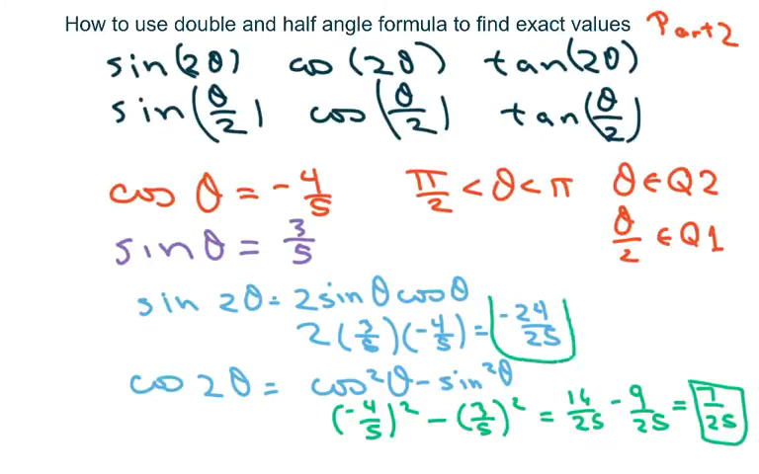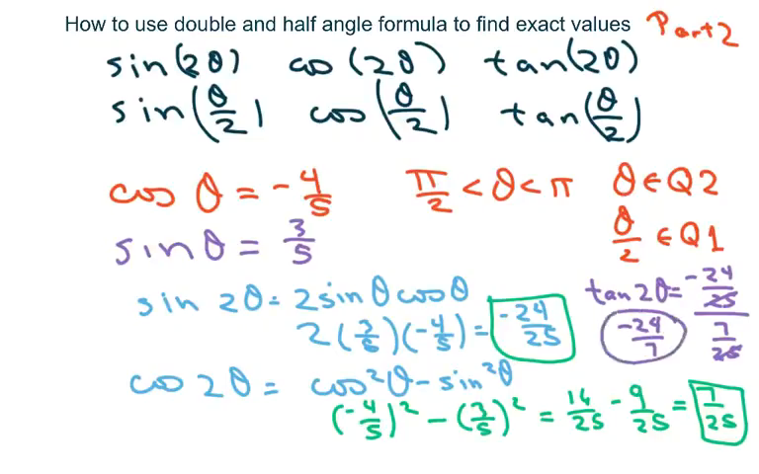And I'm going to go ahead and squeeze in tan. Tan of 2 theta is just sine of 2 theta, which is negative 24/25, divided by cosine of 2 theta, which is 7/25. This cancels out, so tan of 2 theta is negative 24/7. And just so you know, tan of 2 theta, all I'm doing is doing sine of 2 theta over cosine of 2 theta.